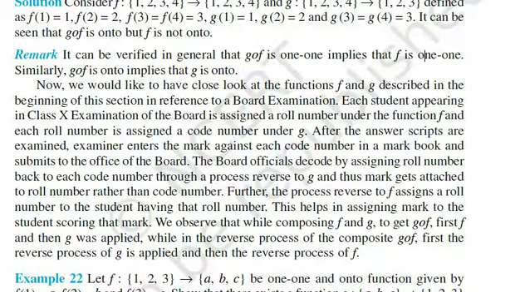That is the first thing. Next, you can see that for onto also, if g of f is onto, then what happens? g must be onto. So you can just read this paragraph and you'll have that.